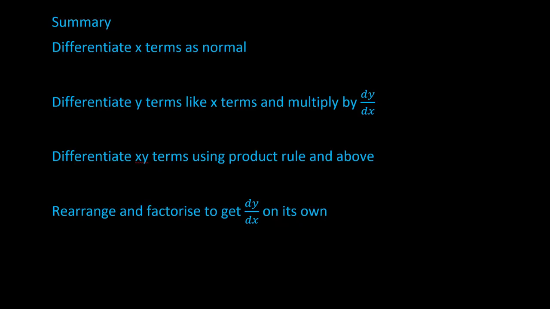So let's just summarise what we've learnt there. To do this implicit differentiation, we just tackle any x terms and numbers as normal. The y terms, we do like the x terms, but we have to add the dy/dx on the end. And any xy terms, we need to use the product rule on. And then we just rearrange and factorise to get the dy/dx on its own.